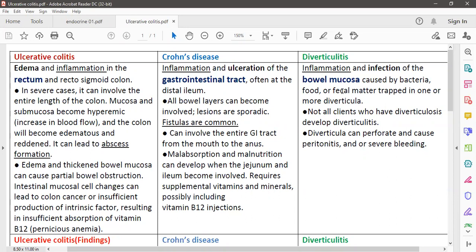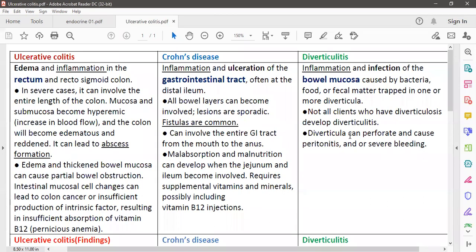In case of diverticulitis, infection and inflammation. Not all clients who have diverticulosis develop diverticulitis. So I said small pouch formation in the colon, and this pouch or sac we call diverticula. When diverticula is inflamed, it's called diverticulitis. So not all clients who have diverticulosis could develop diverticulitis.